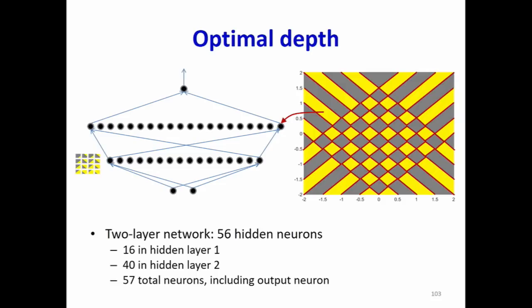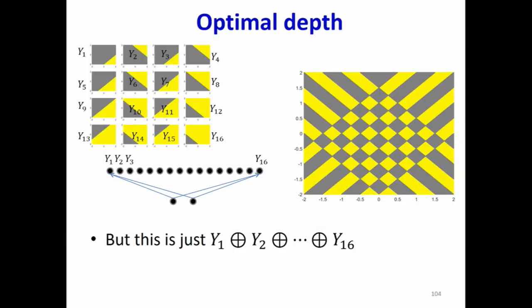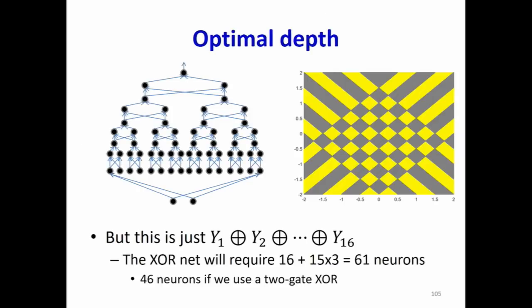But if I want to do this with more than 2 layers, how many neurons would I need? We've just seen this, right? This is an XOR over all of the 16 lines. I need 15 XORs. 15 XORs is 30 neurons over the 16 lines, so 46 neurons is going to do it. The difference is not very large.